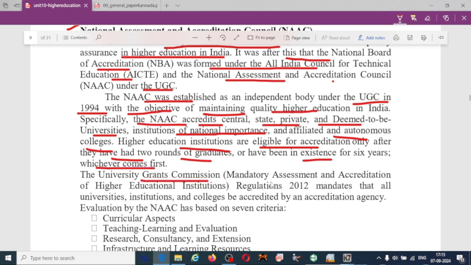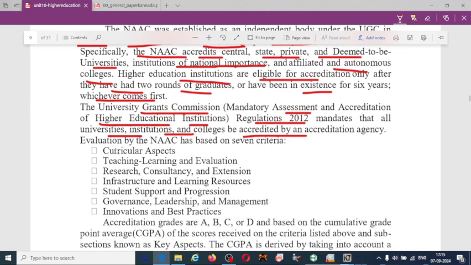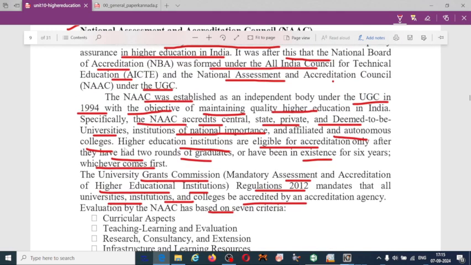The University Grants Commission mandatory assessment and accreditation of higher educational institutes Regulation 2012 mandates that all universities, institutions, and colleges be accredited by an accreditation agency. The evaluation of NAAC is based on 7 criteria.